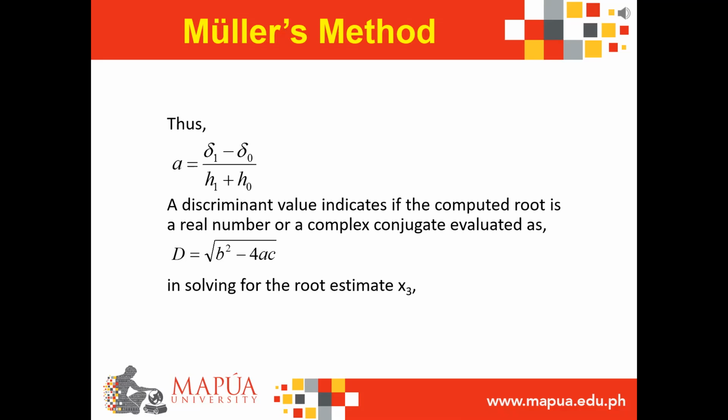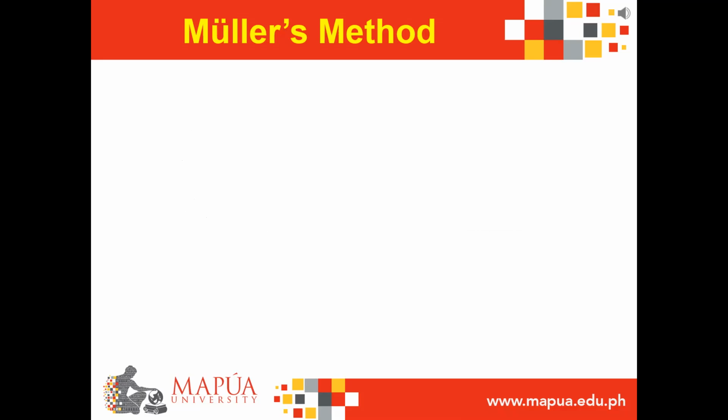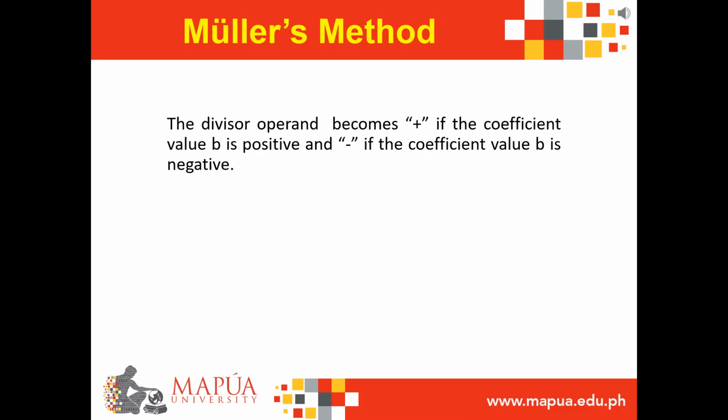And in solving then for your root estimate x3, you simply apply this formula. Note that on this formula, your divisor operand comes with a plus or a minus. It becomes plus if the coefficient B is positive. It becomes minus if the coefficient B is negative.